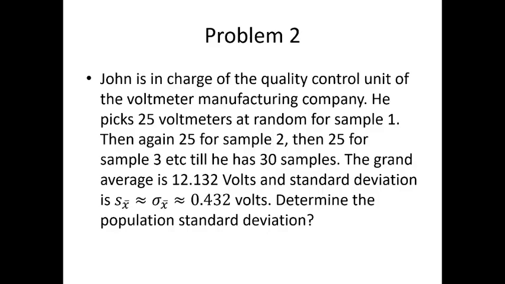Hey everyone, so I will continue with problem 2. Problem 2 says that we have a quality control unit of a voltmeter manufacturing company. John takes 25 voltmeters at random for sample 1. He does it again for sample 2, 3, until he has 30 samples.